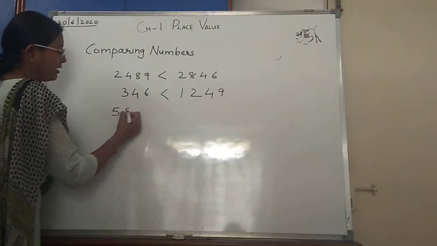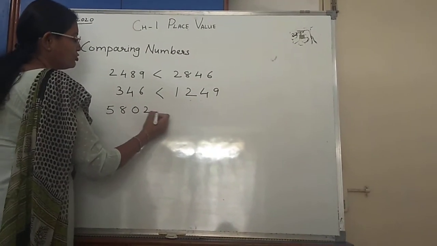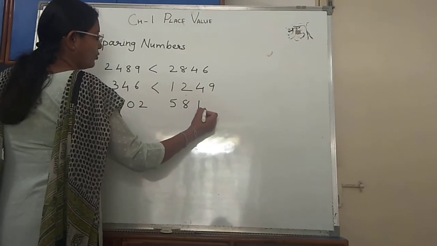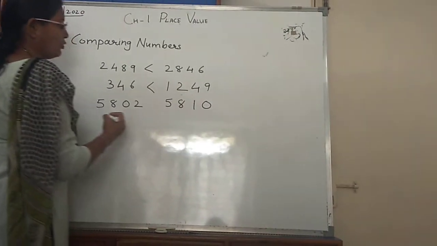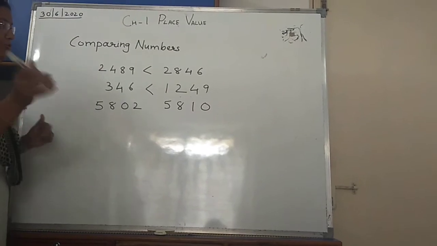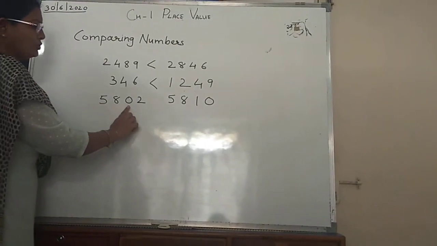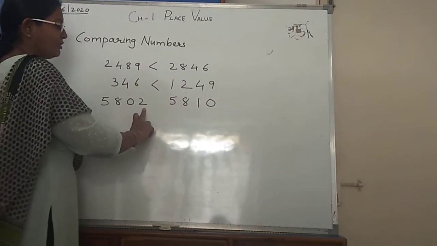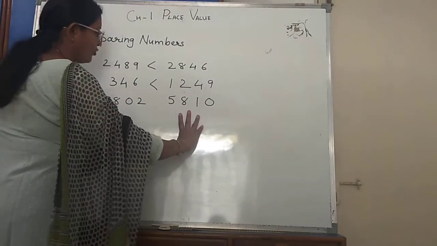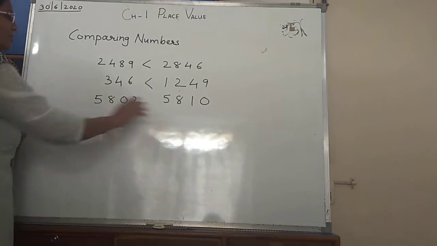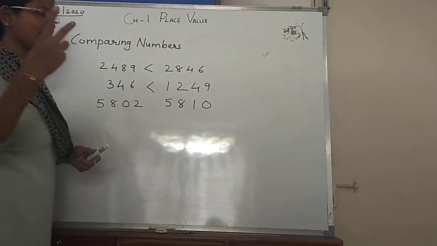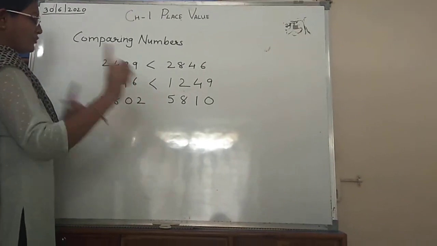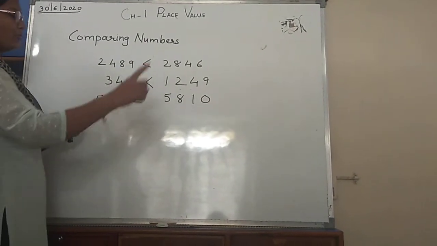Once again, one more thing. 5802 and 5810. Let me show you once again. 1, 2, 3, 4. 1, 2, 3, 4. The first rule, we have to count the number of digits. Both are 4-digit numbers. So now we will follow the second rule. You have to compare both the numbers, first digit first. Each digit you have to compare.